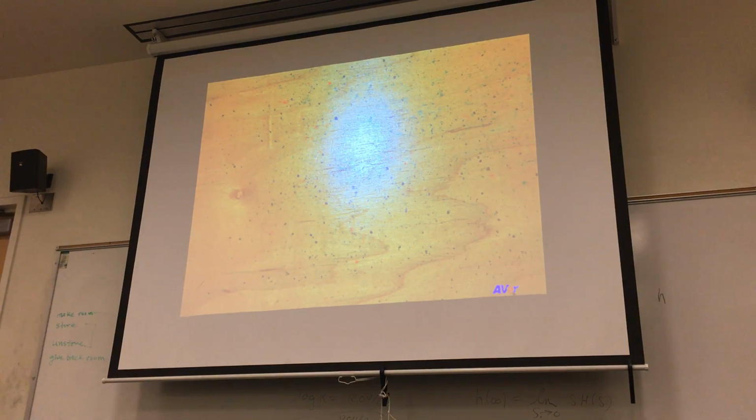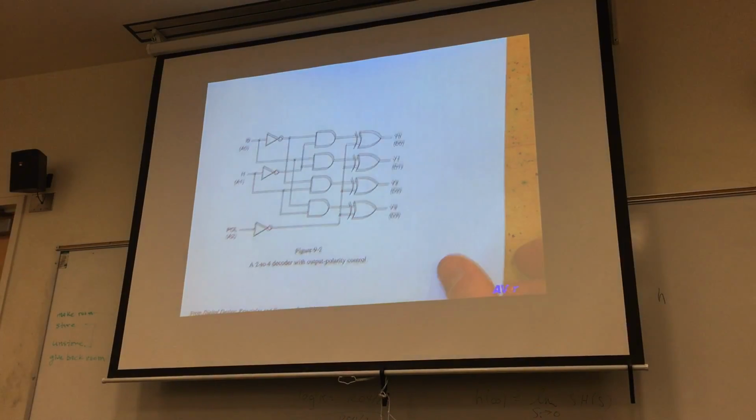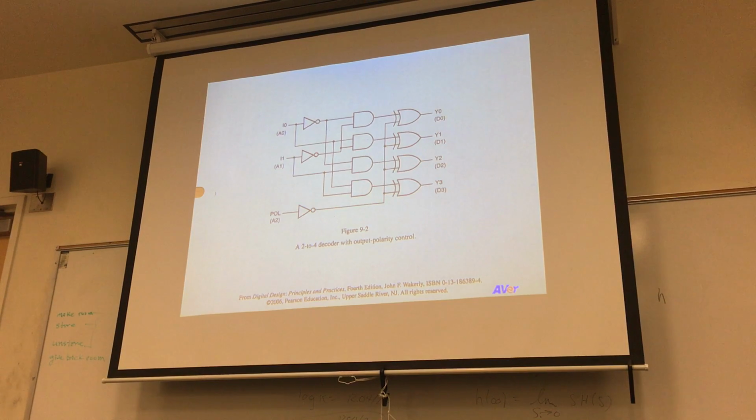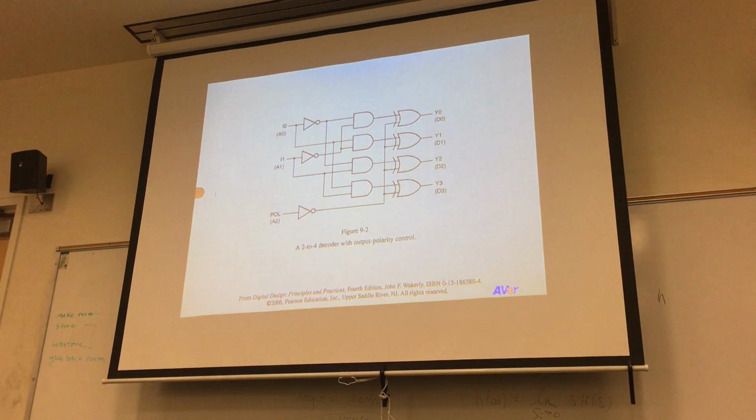So I want to review something from 172, which is the renumbered 271. And the reason why we're reviewing this particular topic will be obvious a little bit later in today's lecture. I have a combinational logic circuit here. This is a 2 to 4 line decoder with output polarity control.